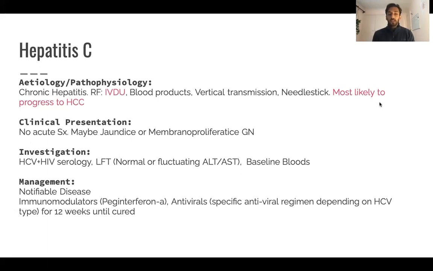Investigations, you'd like to pretty much always do a HCV and a HIV serology. Your HCV serology is important to just determine the state of the hepatitis C virus in this patient, and the HIV serology is because they're commonly co-infections, so you want to know what's going on in both cases.